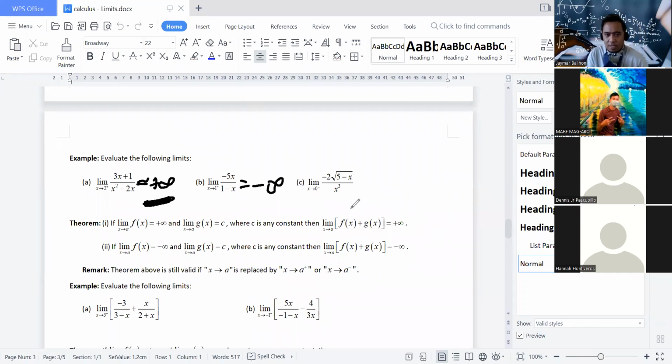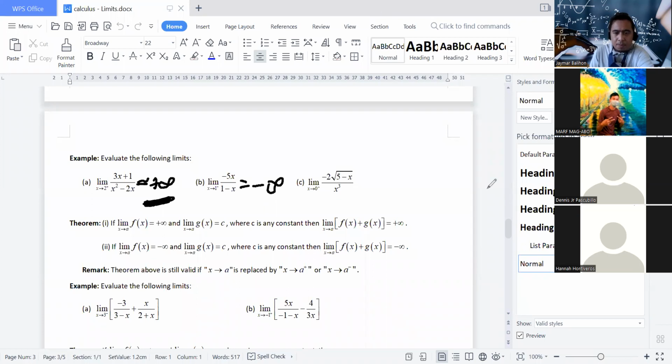Okay, kindly try letter C. Go. Kindly tell me what your answer is. So far, the ones who have answered are Marv and Dennis. They get points today. Anyone?